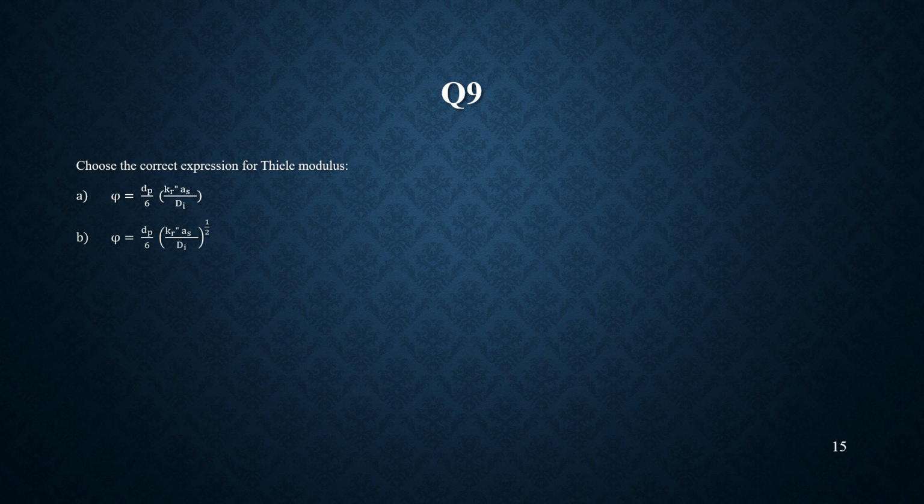And Thiele modulus, which is nothing but the reaction rate constant by the particle mass transfer constant. So it is given by phi is equal to dp by 6 into (kr double dash as by di) power 1 by 2.